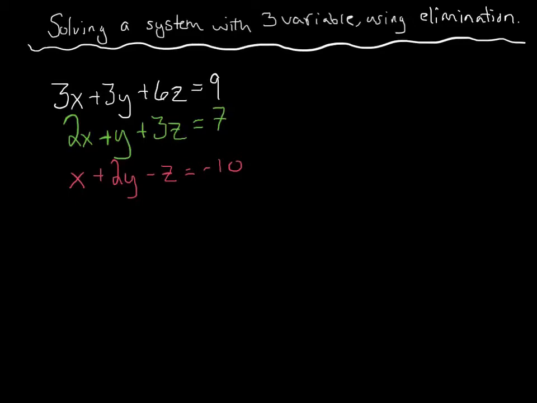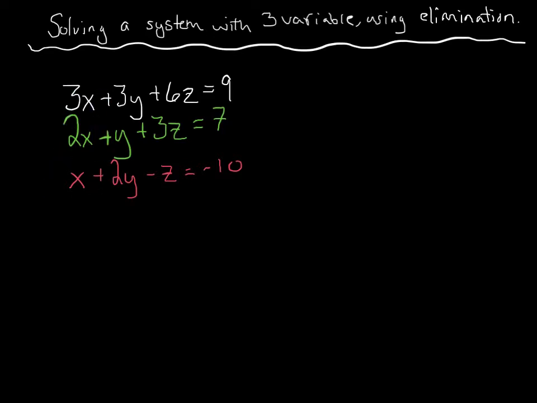Hello, today we're learning how to solve a system of equations with three variables using the elimination method. So here's my system of three equations over here, and you can see that I have all three equations in standard form. So this is x, y, z is equal to a constant, so I can easily compare their coefficients.